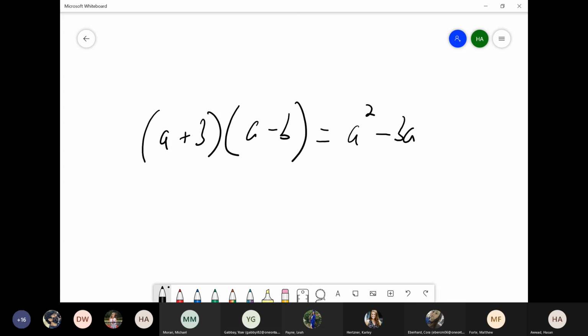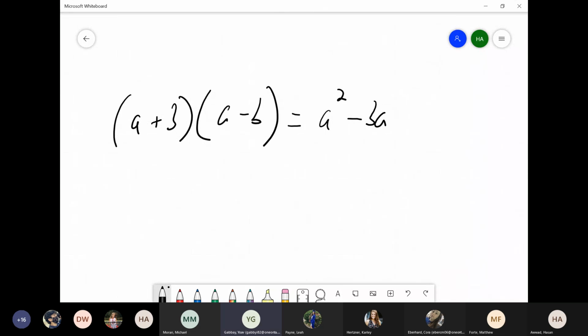And then Yoav, help me out. What's the next one that we do if we're doing FOIL? Plus ba, minus b squared. Okay. Yes, minus b squared. Perfect. Now Yoav, what happens with my negative ba and positive ba? They cancel. So the final answer is a squared minus b squared. Perfect. So we get a squared minus b squared.